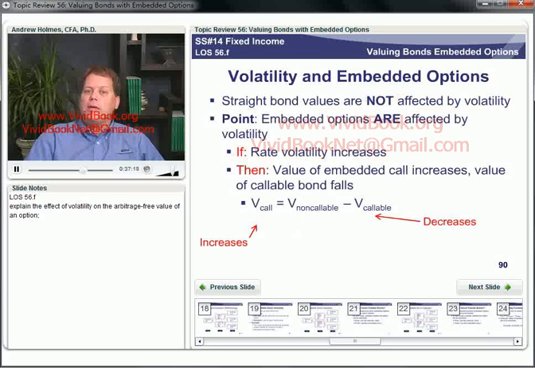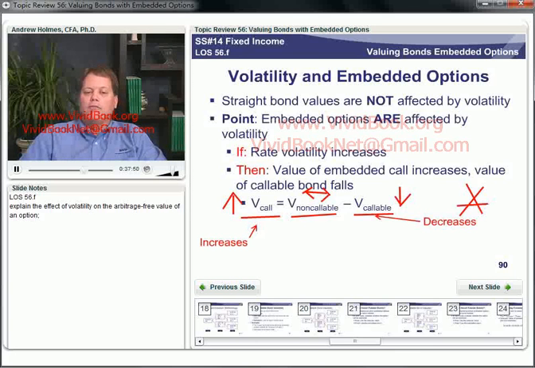What does that mean? We know that the value of the option is increasing. We know that the value of the non-callable bond is not impacted. So if rate volatility increases, the value of a callable bond will fall. If rate volatility increases, the value of the call option has to go up. The value of the non-callable bond is unchanged by rate volatility, so that means the value of the callable bond must be falling. I would say this is an important concept for exam purposes.